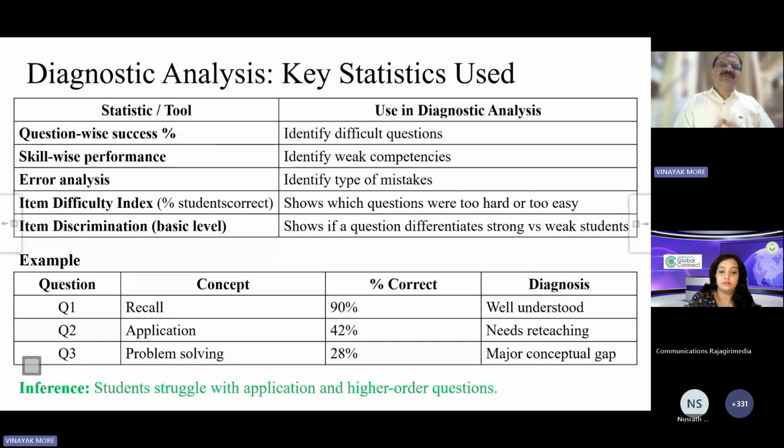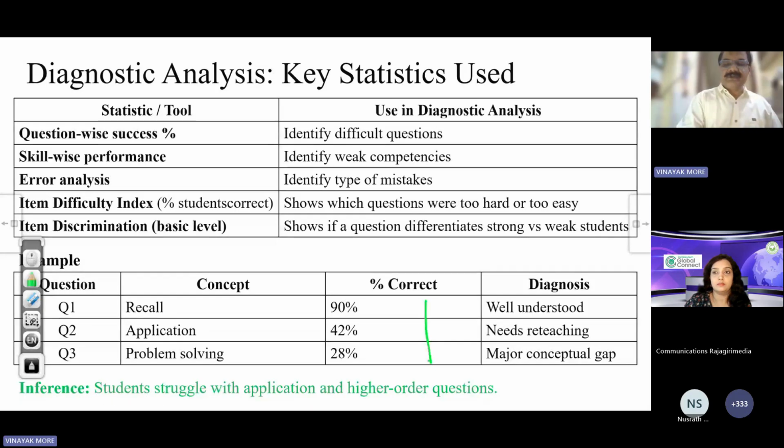What statistics can we use in diagnostic analysis? The first statistic is percentage, that is, question-wise success. The example is also given: questions 1, 2, 3 are there, and for each you can write the learning outcome. Here recall, applying that knowledge, and problem solving are the objectives or learning outcomes for questions 1, 2, 3 respectively. The number of students who gave the correct answer is mentioned in column 3, and based on that, you can interpret the results.